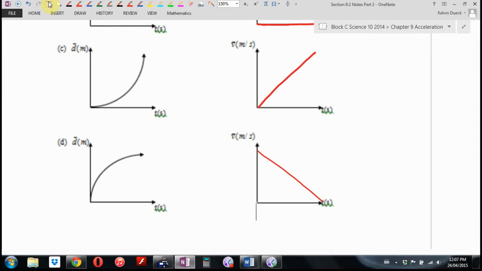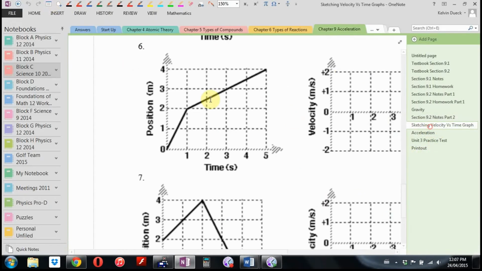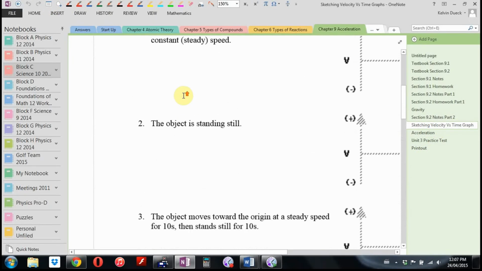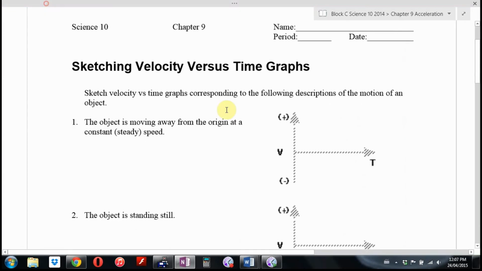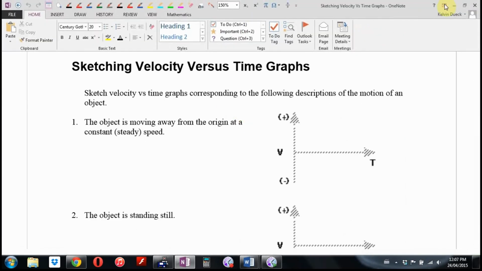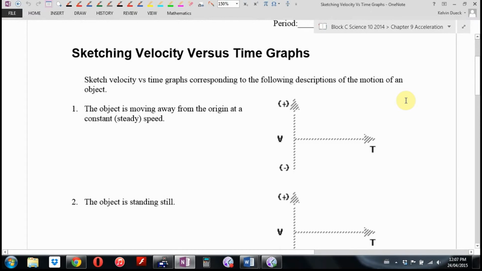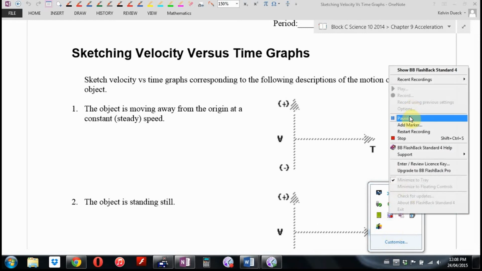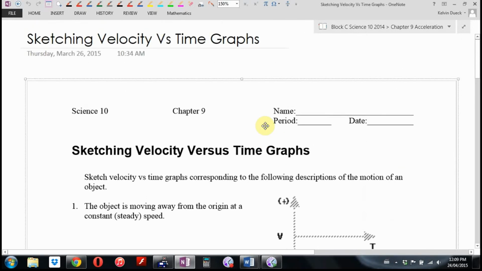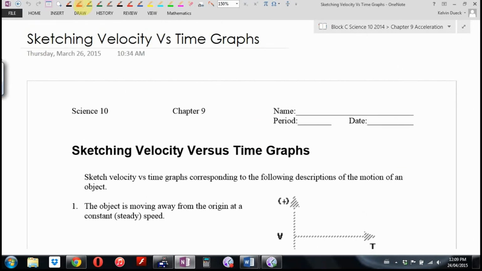Then I also gave you this one, sketching velocity versus time graphs. Now, if you haven't done this, I'm going to put this answer key online. Don't just copy. If you haven't done this, try it on your own and then check your answers. So here's the answer key.